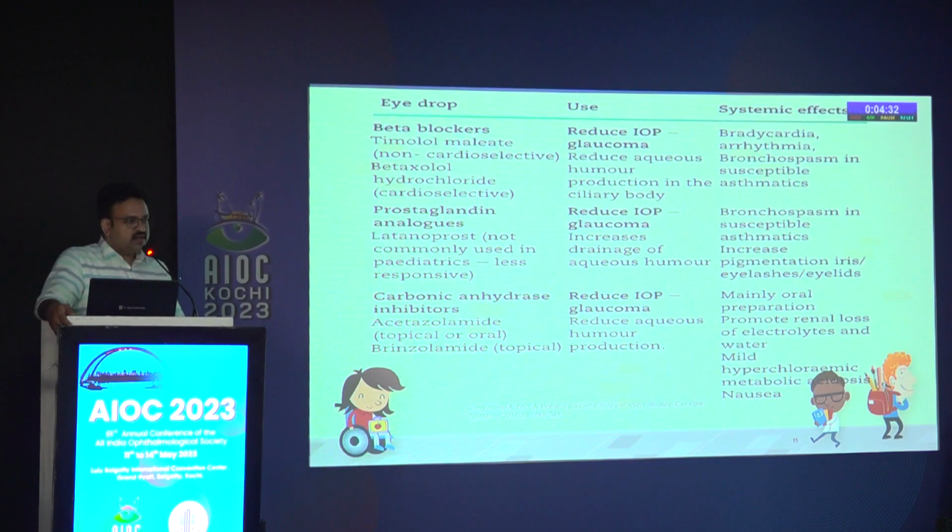And these carbonic anhydrase inhibitors like acetazolamide, topical or oral, can cause mild hyperchloremic metabolic acidosis. And most of these drugs cause renal electrolyte losses. So many of them present with hyponatremia and hypokalemia.